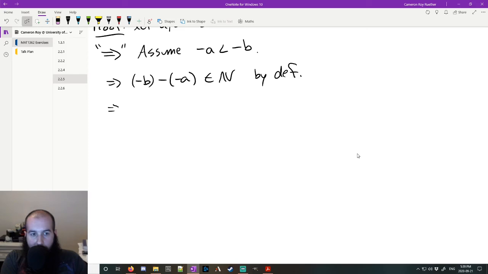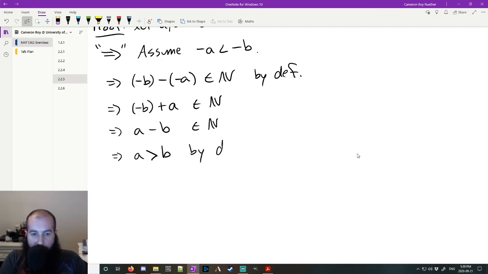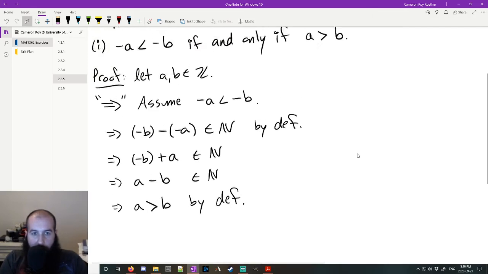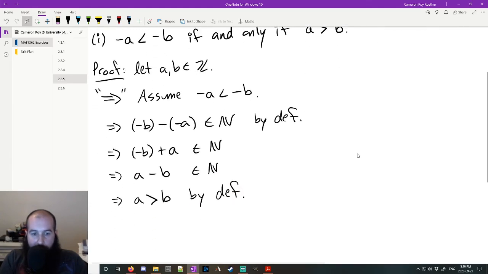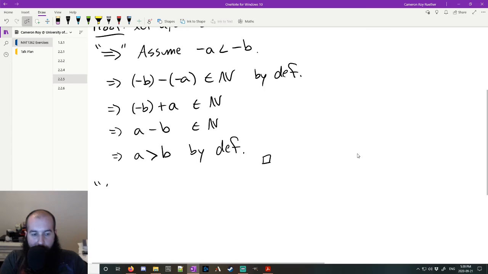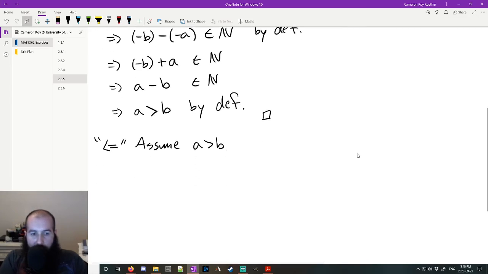But we can do some rearranging here. This is the additive inverse of b, and if you subtract negative a, this is plus a. And so this is a minus b is a natural number. And if a minus b is natural, this means that a is greater than b by definition. So we've arrived at the right-hand side. To prove the other direction, we assume the right-hand side, and we work similarly back towards the left-hand side.